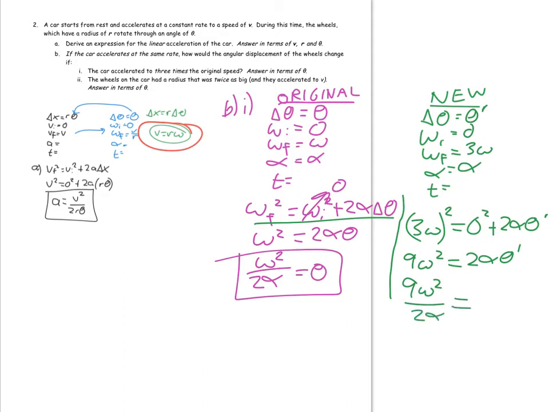This one is one where it's pretty easy to see the difference. The difference is just that 9 there. So that means that theta prime, my new angular displacement, is going to be 9 times my original angular displacement.